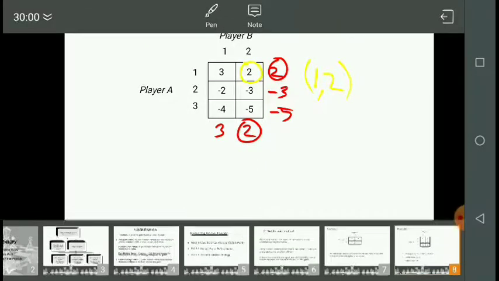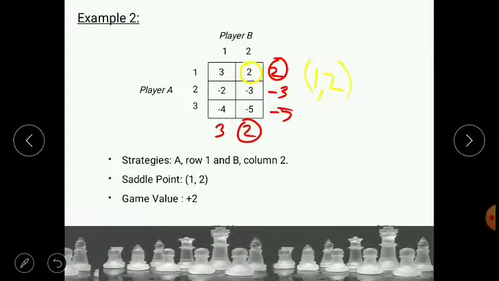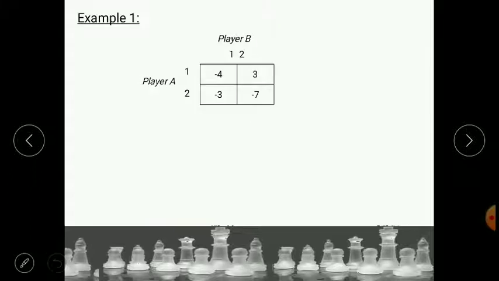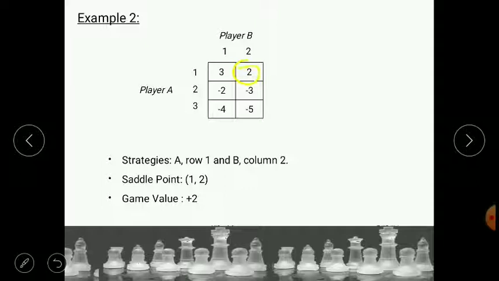So this is what the strategy looks like: A row 1 and B column 2. Saddle point is 1 comma 2, the value is 2. So the value of the game becomes plus 2. If you go back to our previous slide, it is written that if the two elements are equal, the corresponding cell is the saddle point and the value is the value of the game. So here 2 becomes the value of the game, right?